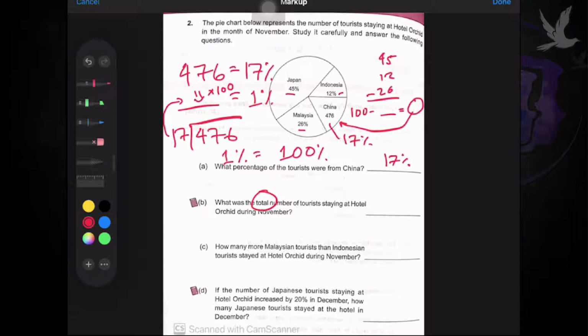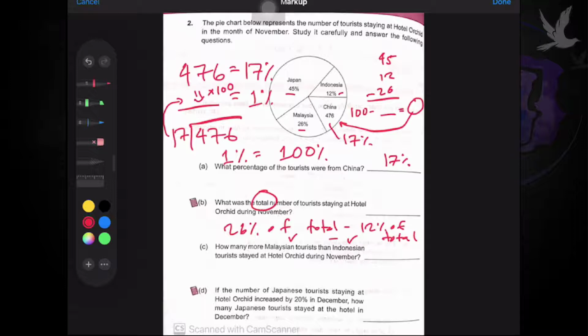All you need to do is to understand the question dyan sa C and sa D to help you solve the problem. Okay, so for example, sa letter C, how many more Malaysian tourists than Indonesian tourists stayed in Hotel Orchid during November? So all you need to do, Malaysian tourists, 26%, no? 26% of total. Tapos yung Indonesian tourist is 12% of total. So from there, all you need to do is to take their difference. I-minus nyo lang.